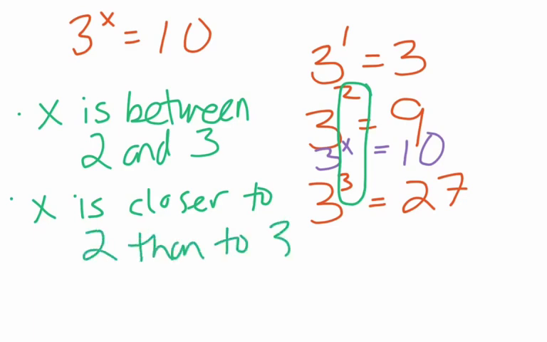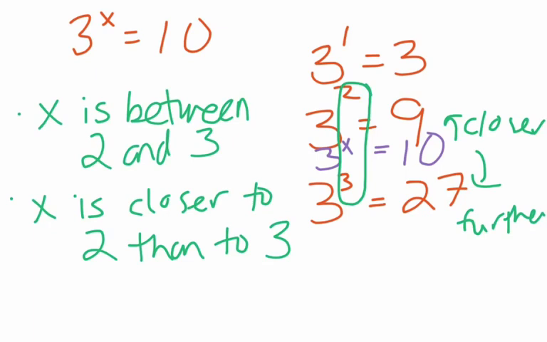Sometimes students will go a little bit further and they'll say x is closer to 2 than to 3. And that is because 10 is closer to 9 than it is to 27. And so if you had to choose multiple choice and you had 2 options that were between 2 and 3 and one of them was closer to 3, you would know that that would not be the correct option.